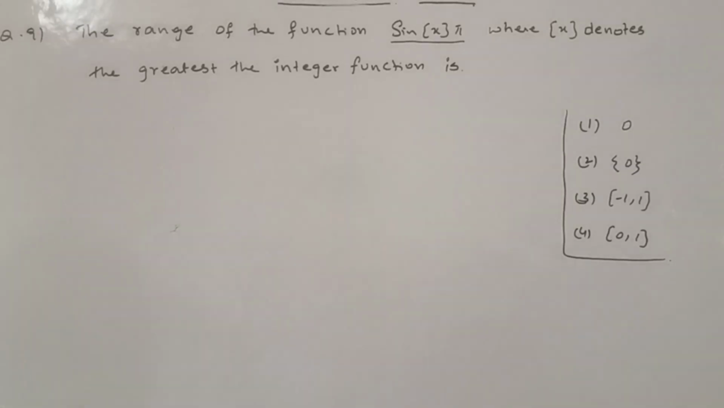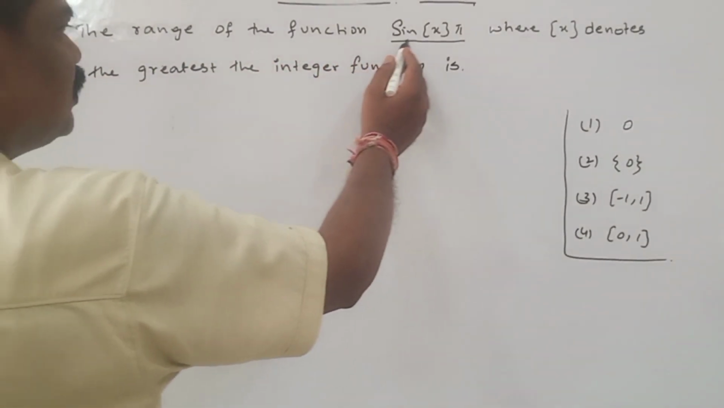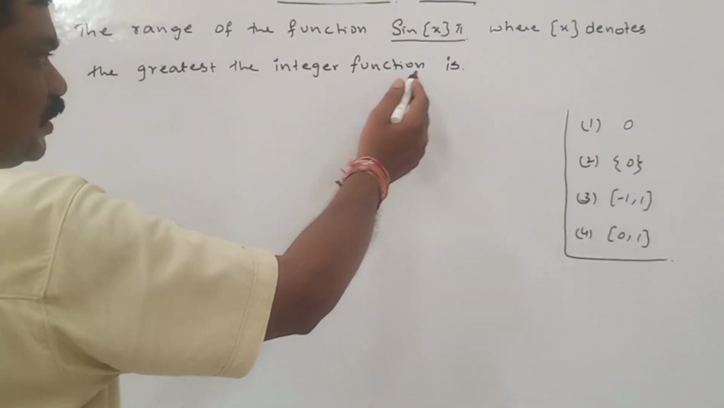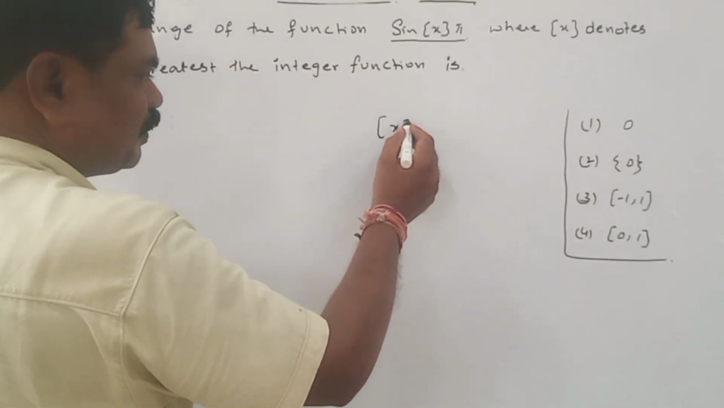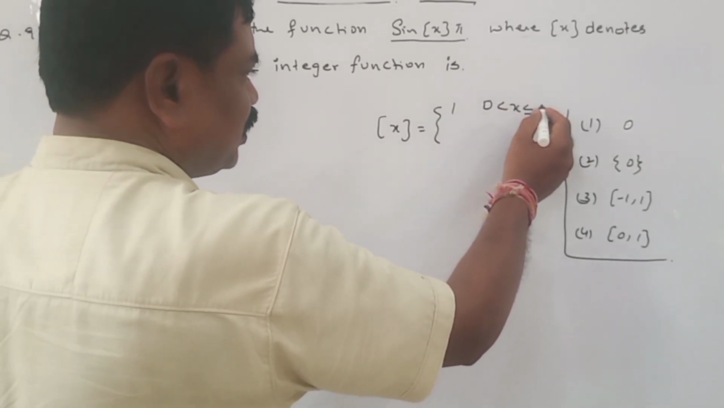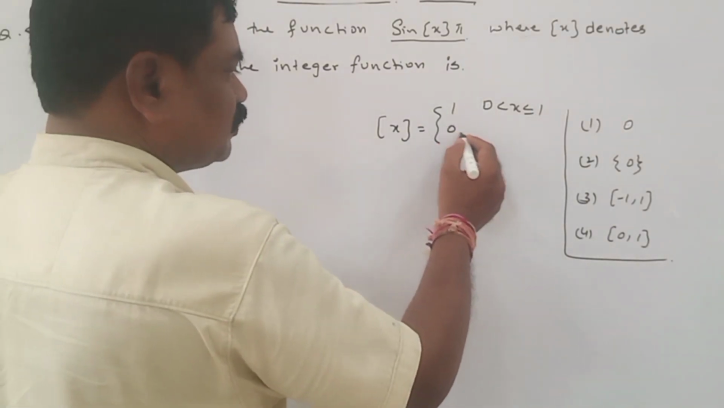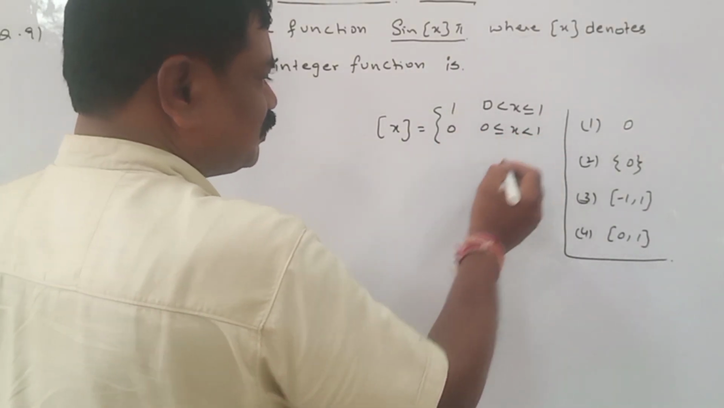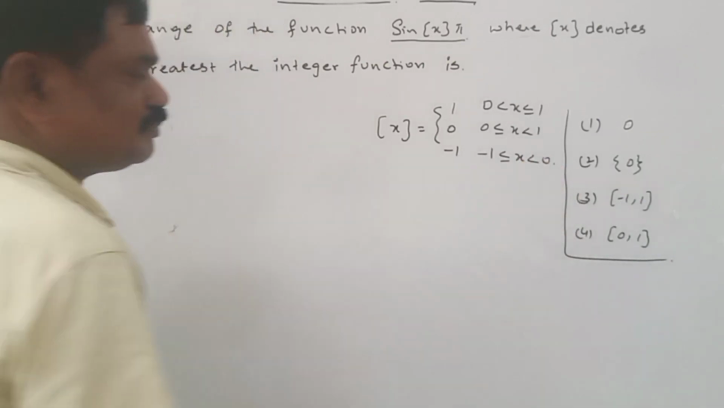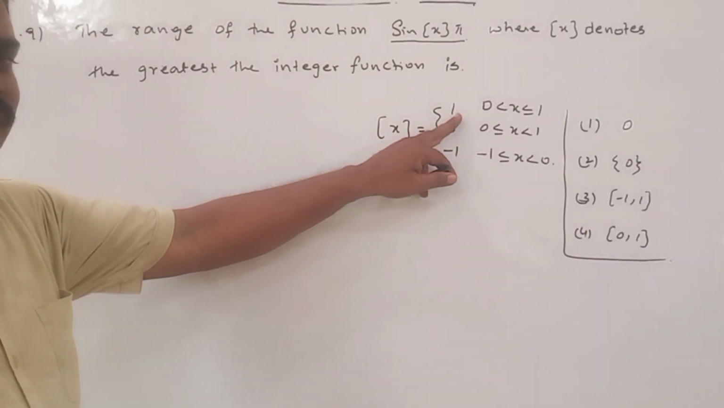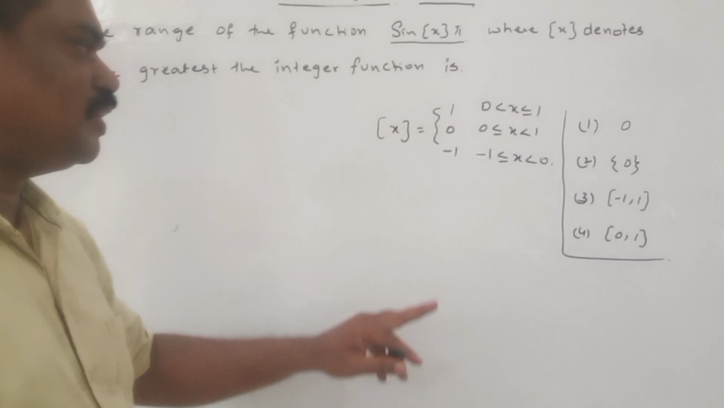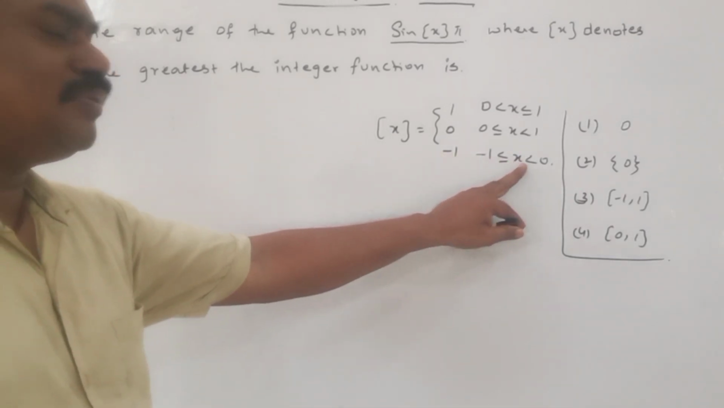The range of the function, we have the problem. The range of the function sin([x] pi), where [x] denotes the greatest integer function, is what? Generally, [x] is equal to 1 if 0 less than x less than or equal to 1, 0 if 0 less than or equal to x less than 1, and minus 1 if minus 1 less than or equal to x less than 0.